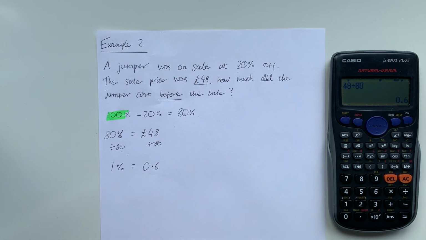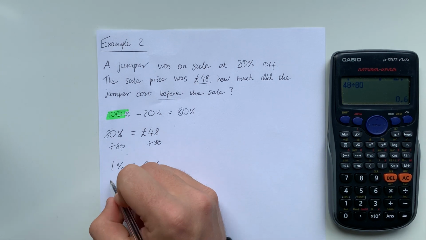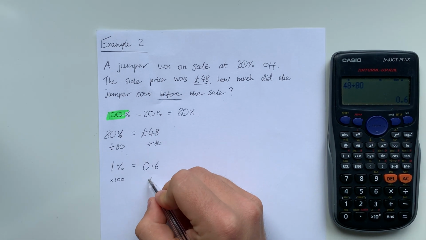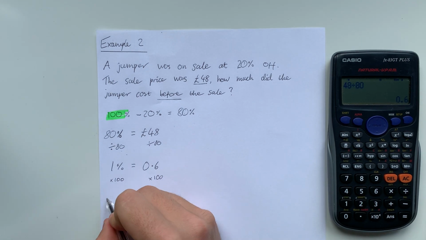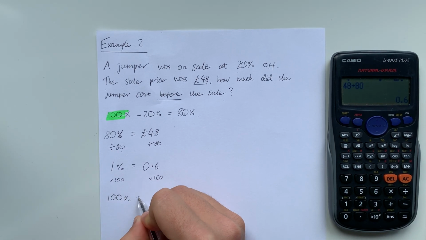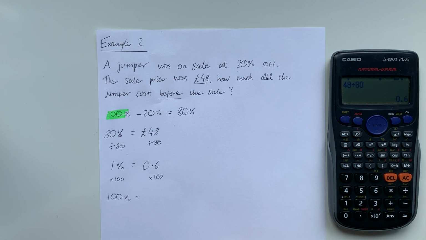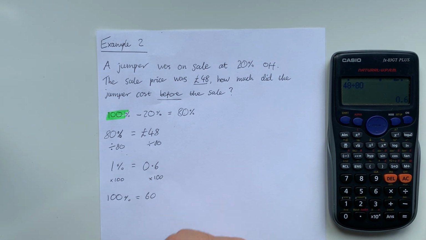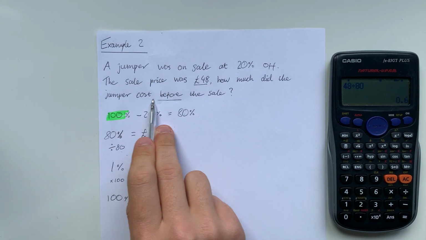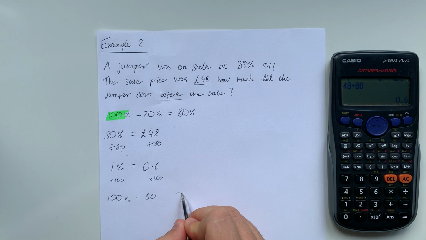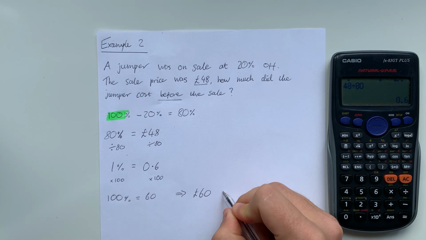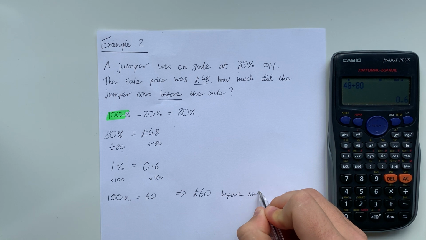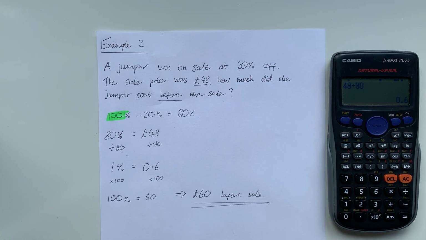So 1% is 0.6. We don't want 1%, we want 100%. What do you do to 1 to make it 100? You multiply it by 100. And if I multiply that side by 100, I multiply both sides by 100. So therefore 100% on the left-hand side equals 0.6 multiplied by 100. Let's not be too lazy there. We can do that without a calculator. Move the figures 2 places to the left will give me 60. So in other words, how much did the jumper cost before the sale? The answer is £60 before the sale. And that is me finished.